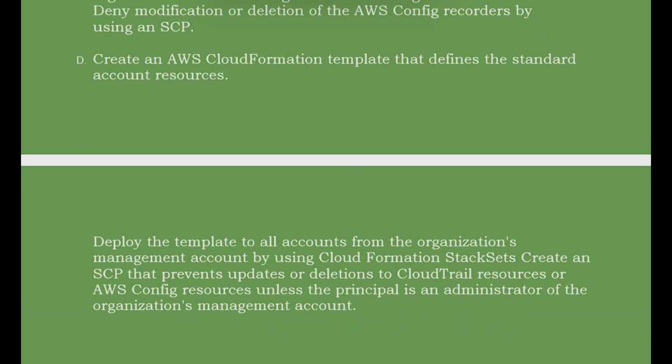Option D, create an AWS CloudFormation template that defines the standard account resources. Deploy the template to all accounts from the organization's management account by using CloudFormation stack sets. Create an SCP that prevents updates or deletions to CloudTrail resources or AWS Config resources unless the principal is an administrator of the organization's management account.